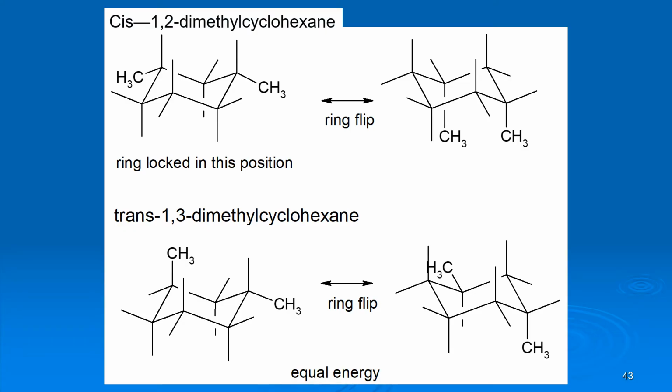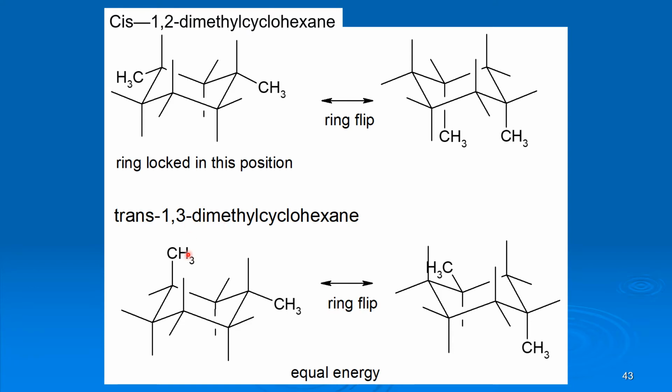So again, here's cis. Let me get my pointer. Here's cis, where they're both equatorial. If you do a ring flip, they're both axial. Very high energy because not only do we have a CH-H interaction, we also have a CH3. If you remember from the last chapter, they were actually like 11. So this is very high energy.